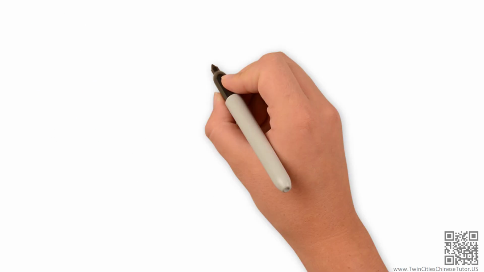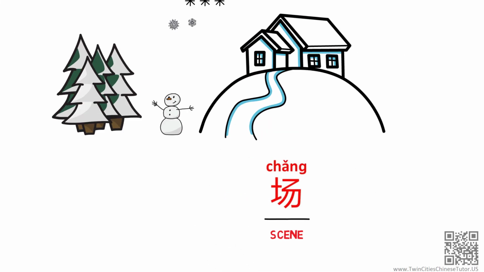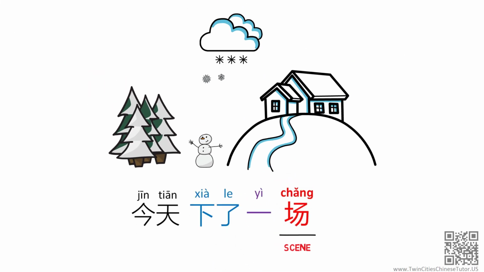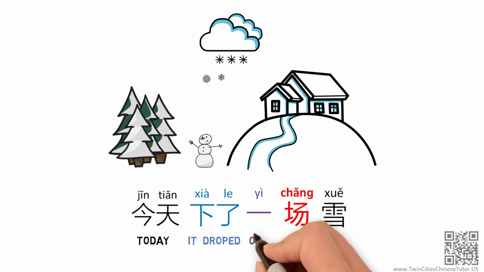Another example is 场. 场 literally means a scene. So if I say 今天下了一场雪, that means today it snowed so much that it made a scene. So in Chinese, we can use measure words like 场 to characterize the environment. So a more word-for-word translation for the above sentence would be, today it dropped a scene of snow. Has a nice ring to it, doesn't it?